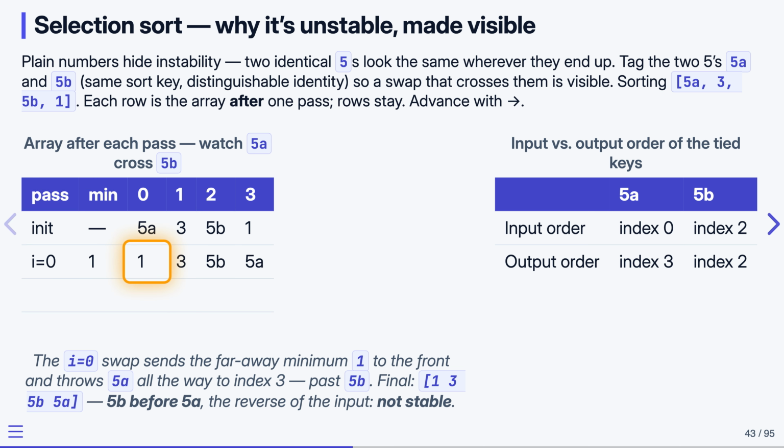First pass, I equals 0. We scan by key only. The smallest key is 1 at index 3. We swap it into index 0, the amber cell. The front now holds 1.